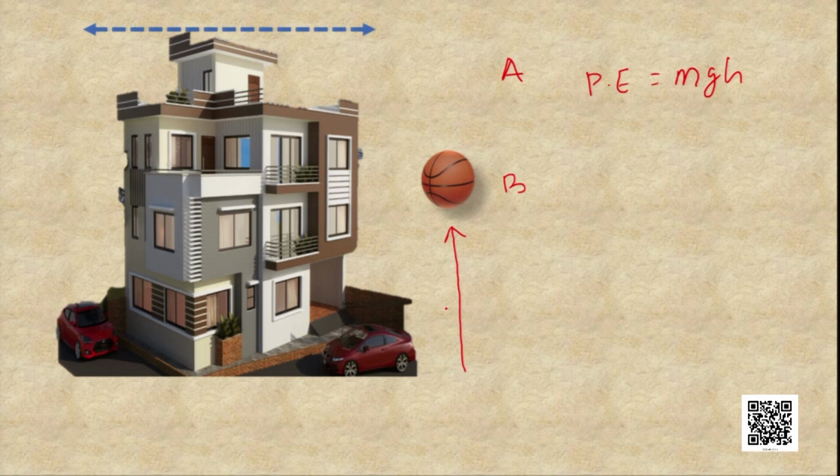So we can say at point B, if you take the potential energy and the kinetic energy, the total will give us the initial energy. That means we can say here the energy is also constant.